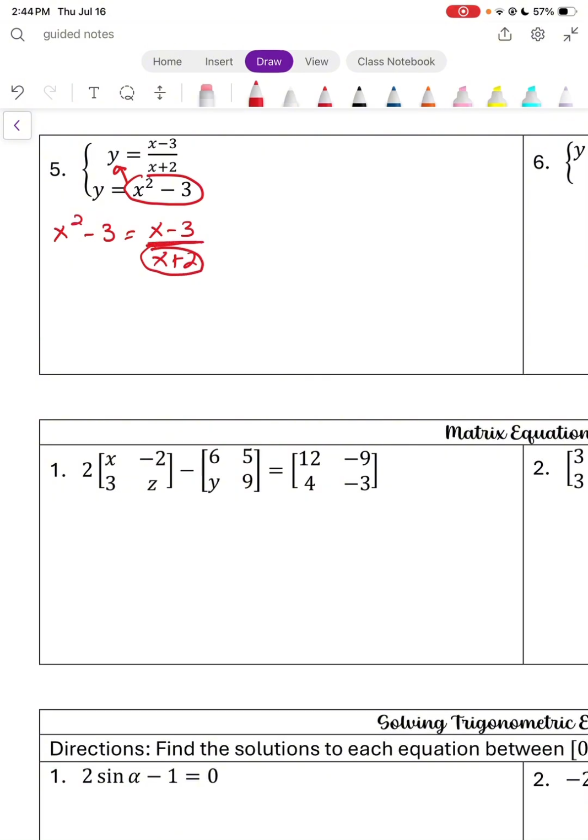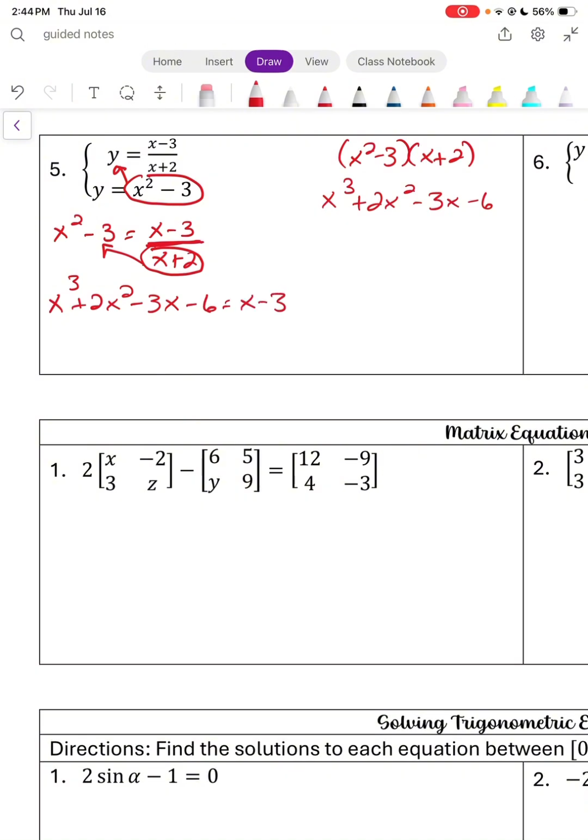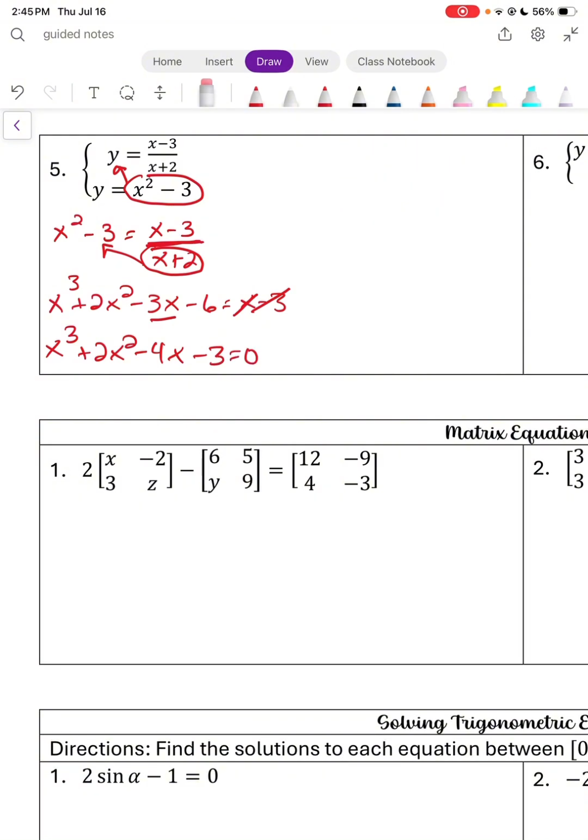So one thing we can do, since that's divided by, we can move it over here by multiplying. But in order to multiply those, we have x squared minus 3 times x plus 2. We're going to have to FOIL that out. That's going to give me x to the third plus 2x to the second minus 3x minus 6 whenever I FOIL it. So now it turns my equation into that equals x minus 3. I'm moving my x over by subtracting and combining it here. So I now have x to the third plus 2x squared minus 4x. I'm going to add 3 to the other side, minus 3 equals 0. And it actually turns my equation into a polynomial equation.